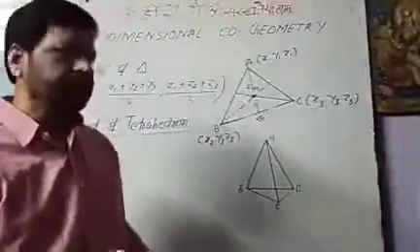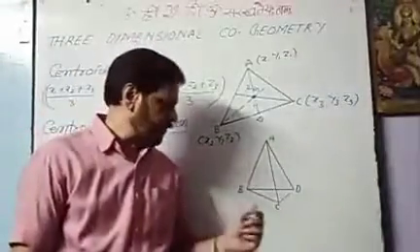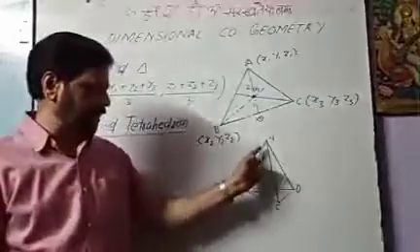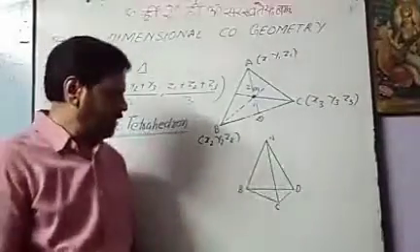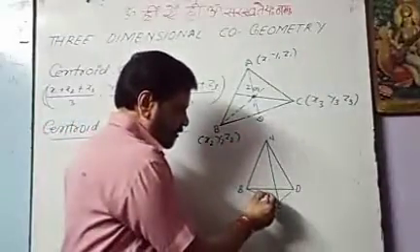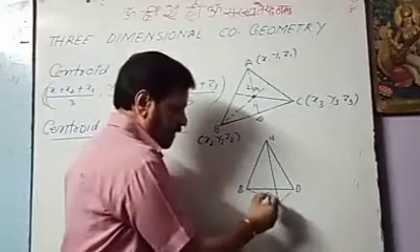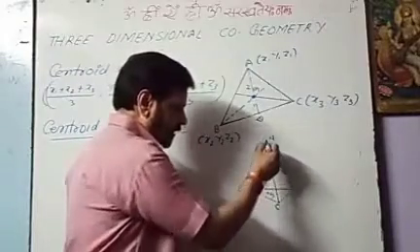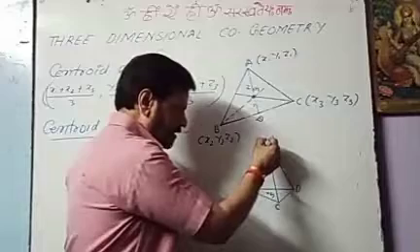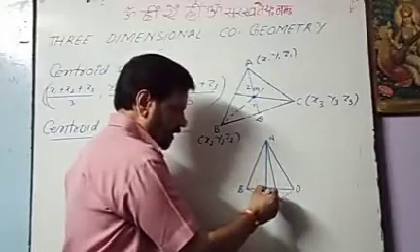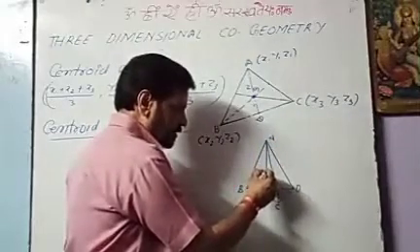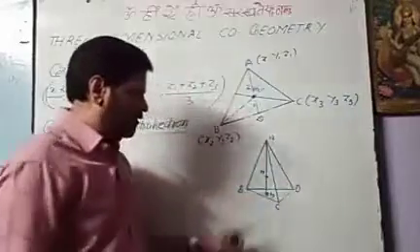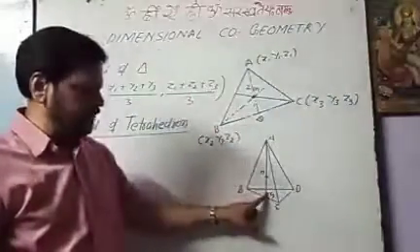Now, on the surface, we can draw it like this. ABCD is the tetrahedron. Now, suppose G is the centroid of this triangle BCD, and the line joins the vertex A to this G. Then H is the centroid of this tetrahedron on the line AG.